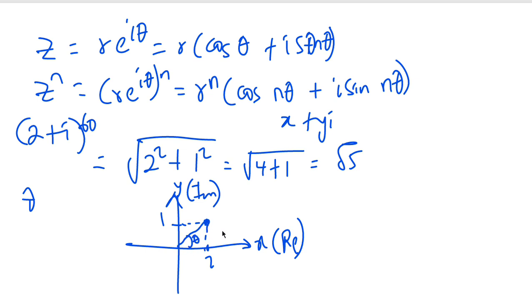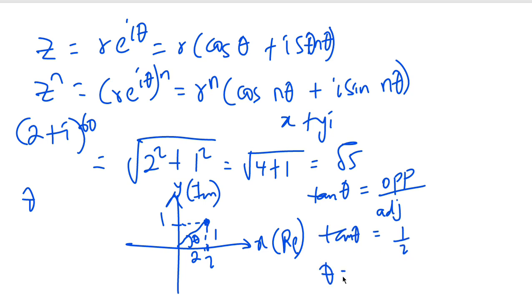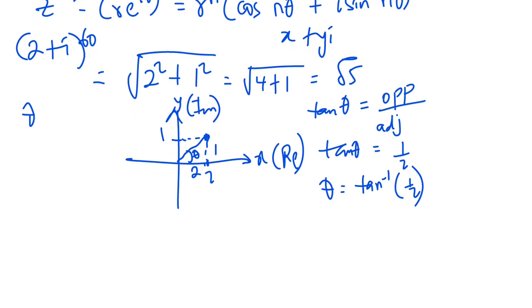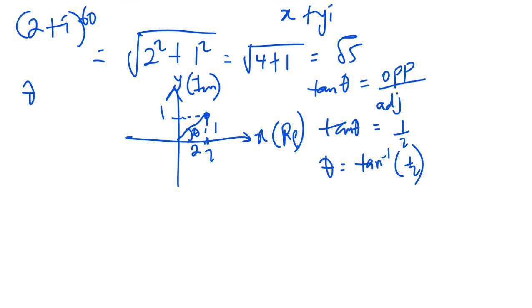And then you should know your SOHCAHTOA, right? So the distance from here to here is 1. Distance from here to here is 2. So if you are looking for theta, remember that tan θ is equal to opposite over adjacent. In this case, tan θ will be equal to 1 over 2. So θ will be equal to the tan inverse of 1 over 2. Do you understand? That's the principal argument. There are other values that it will take, and that can still be referred to as the arguments.